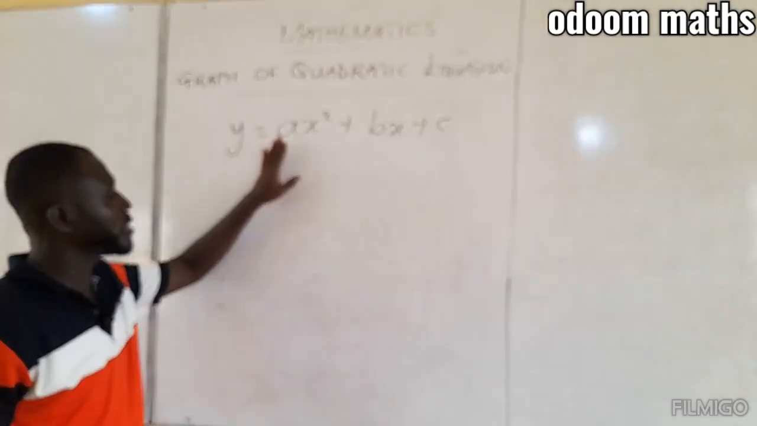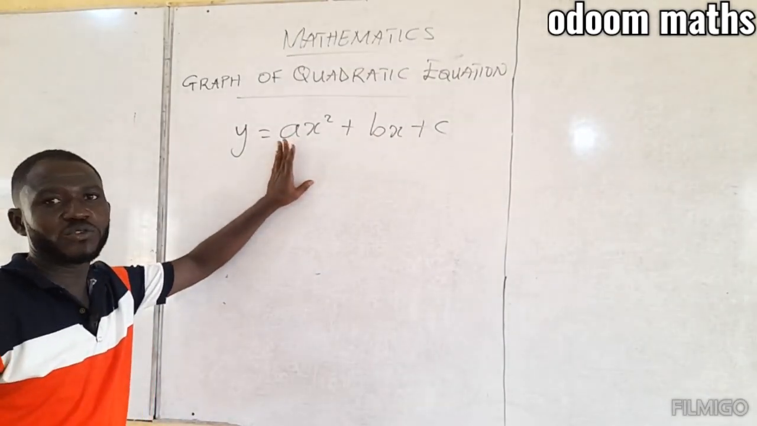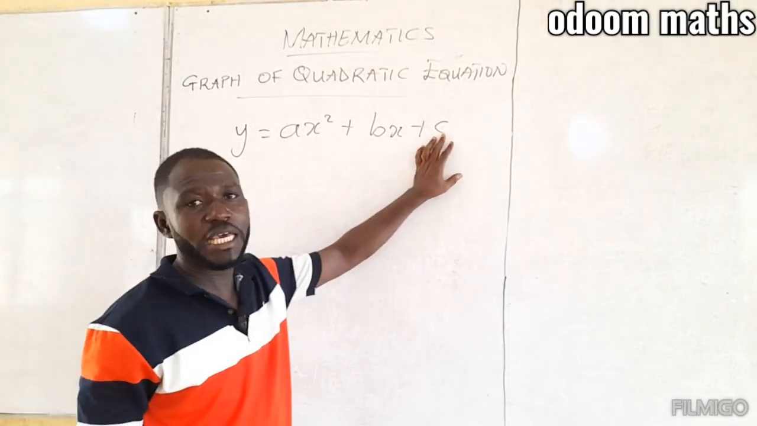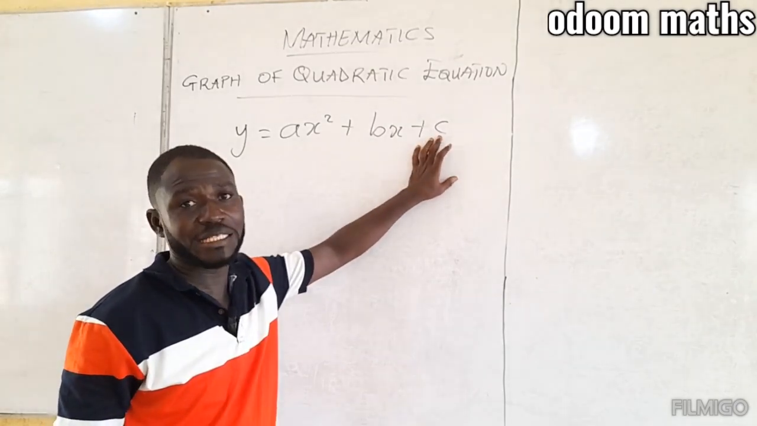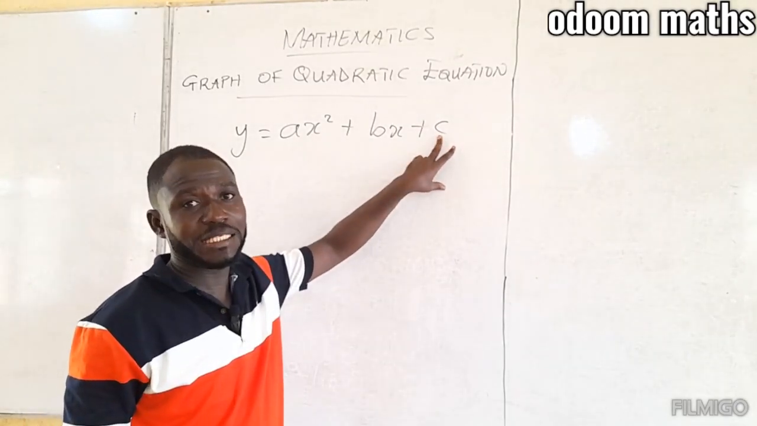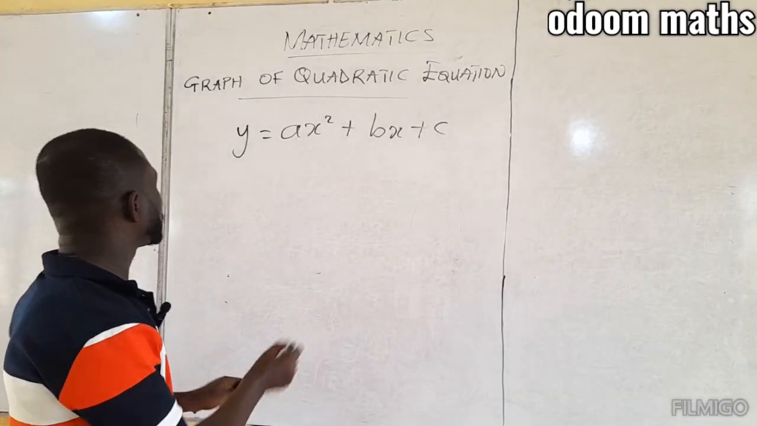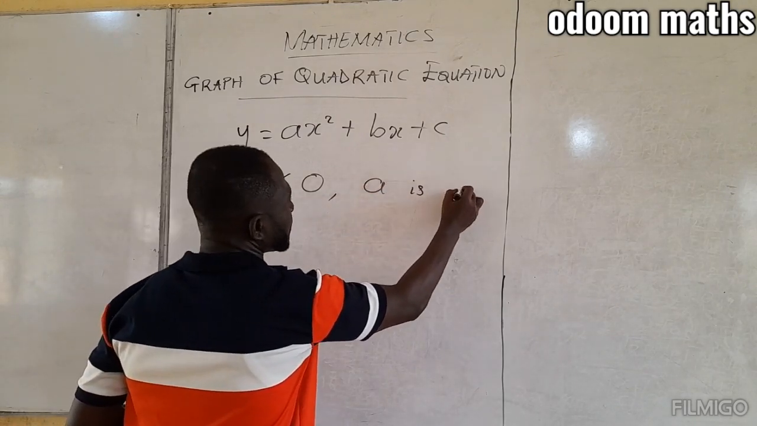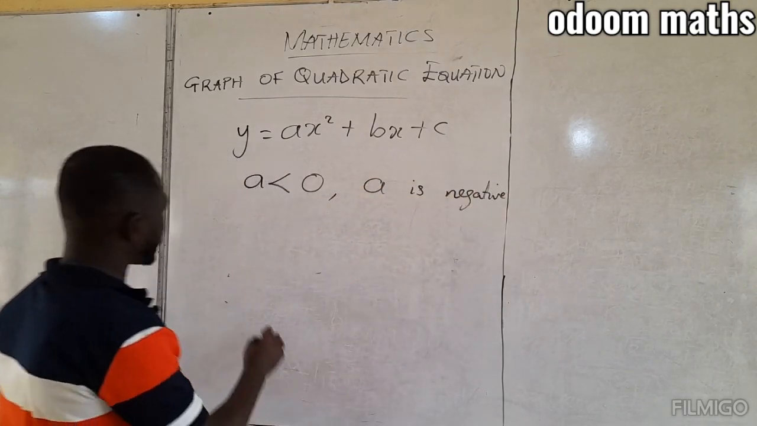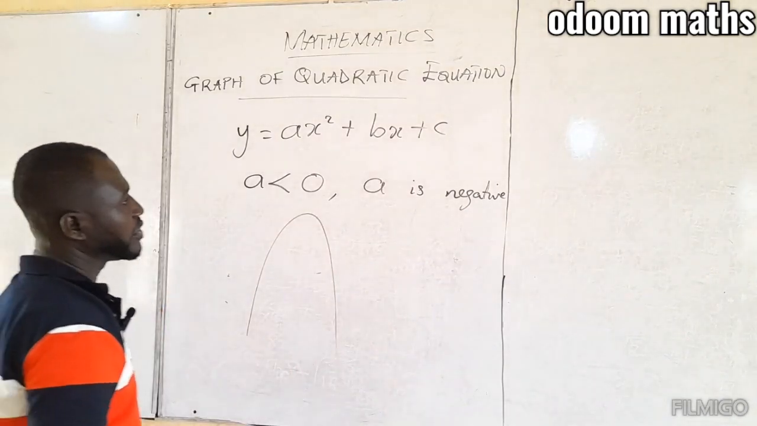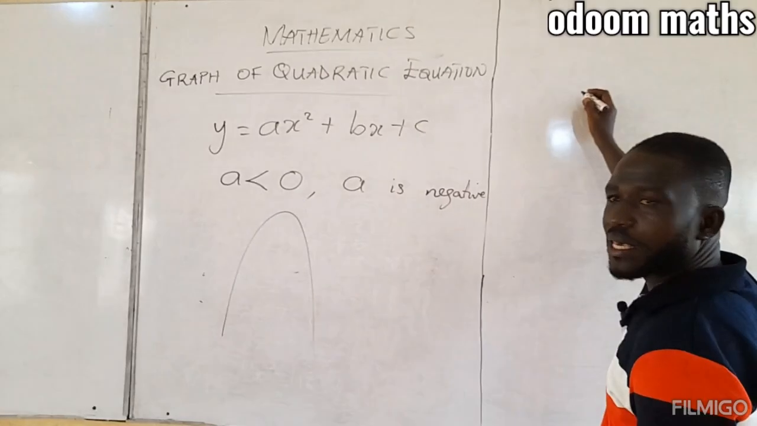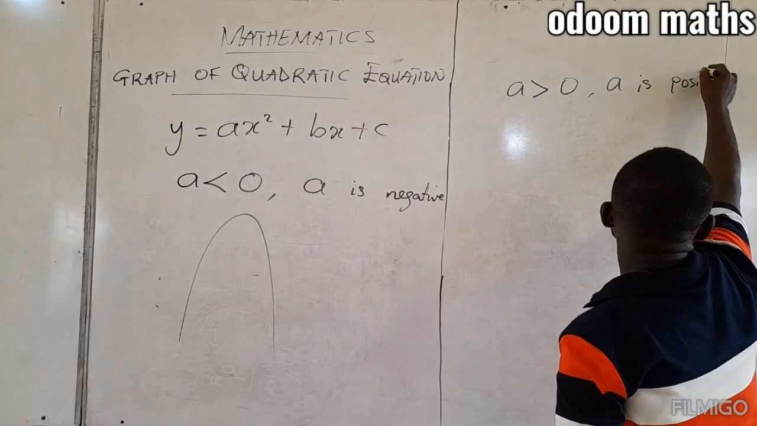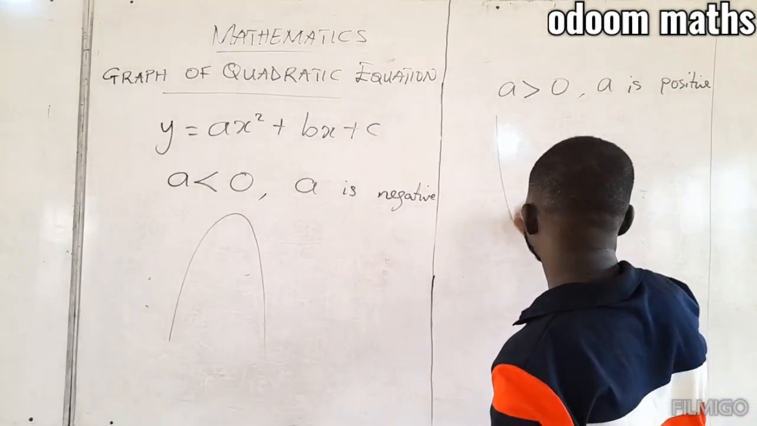So the a determines whether the graph is going to be U-shaped or N-shaped. Then c determines where the graph will cut the y-axis. We call this the intercept on the y-axis. So if a is less than 0, that is, a is negative, we are going to have an N-shaped graph. And if a is greater than 0, that is, a is positive, we are going to have a U-shaped graph.